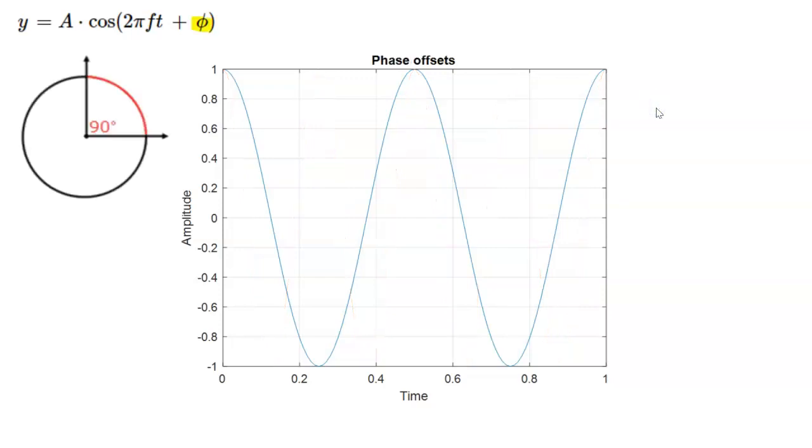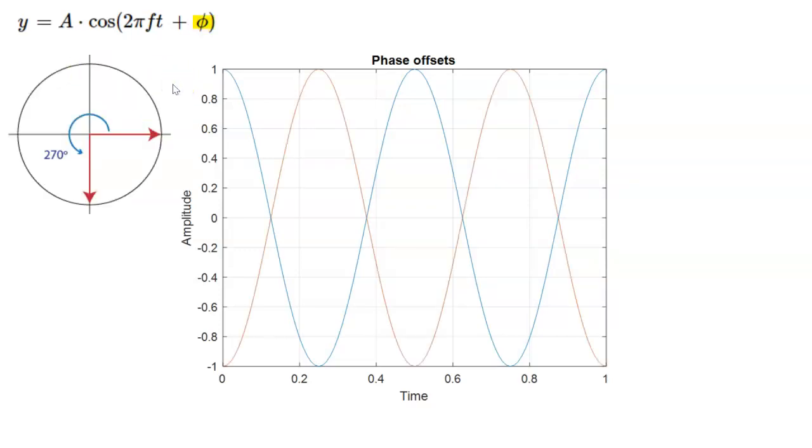Now, phase offset or phase angle determines where in the cycle a sinusoid starts. This example sinusoid is the cosine function, so it starts at the maximum point of its cycle. Now, if we changed its phase angle to 180 degrees, it would look like this, and notice how it starts at the bottom of its cycle now.